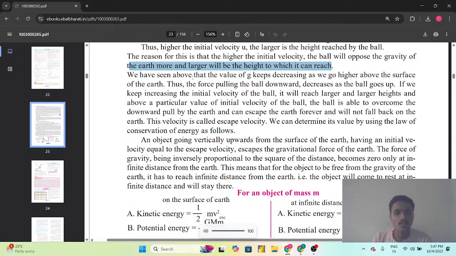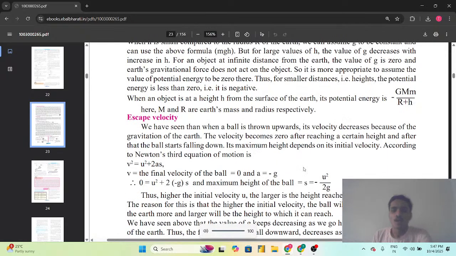We have seen above that the value of g keeps decreasing as we go higher above the surface of the earth. Thus the force pulling the ball downward decreases as the ball goes up. If we keep increasing the initial velocity of the ball, it will reach larger and larger heights, and above a particular value of initial velocity, the ball is able to overcome the downward pull by the earth and can escape the earth forever and will not fall back on the earth's surface.